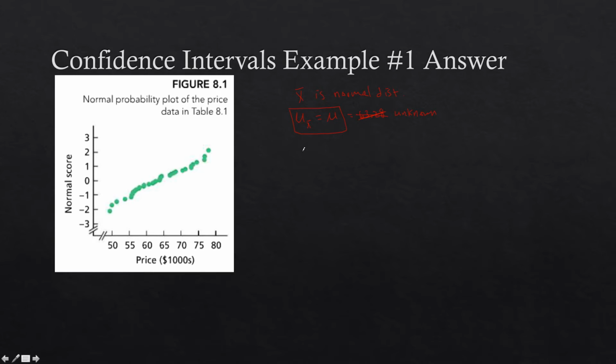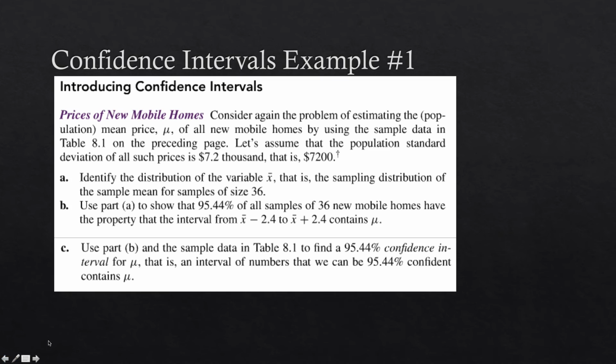Now, the normal distribution tells us that the mean of the sample means is equal to the population mean. It also tells us that the standard deviation of the sample mean is equal to the standard deviation over the square root of the sample size. So for this particular problem, the standard deviation was 7.2 and the sample size was 36. If you punch that out, that tells us that our standard deviation of the sample means is 1.2. So keep that in mind. Standard deviation is 1.2.